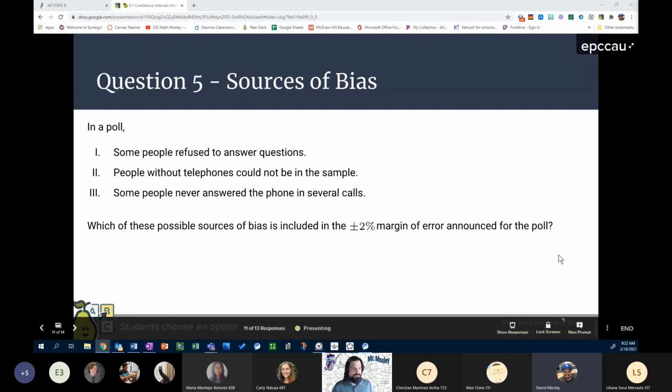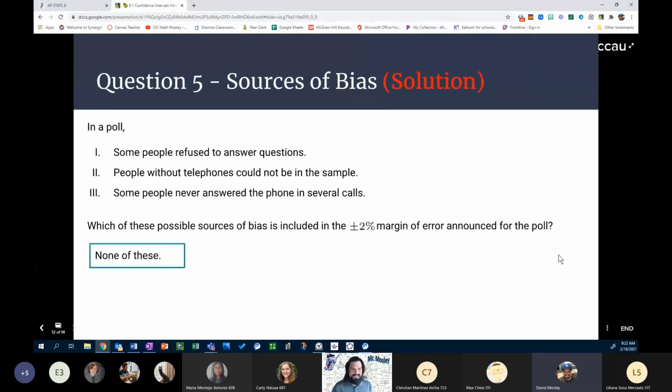So the answer is E, none of these. Those are all examples of response biases that we cannot account for in that margin of error. Margin of error simply accounts for the fact that from sample to sample we'll get slightly different statistics. Is there anything I can clarify on this one?